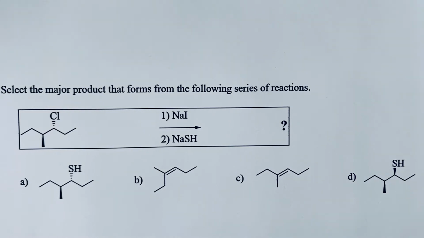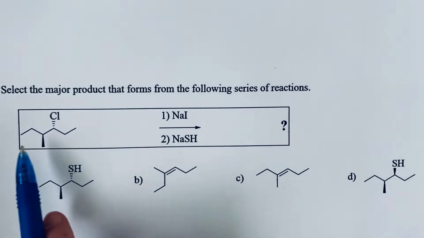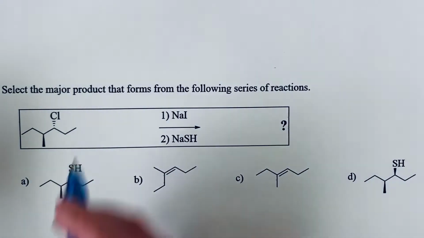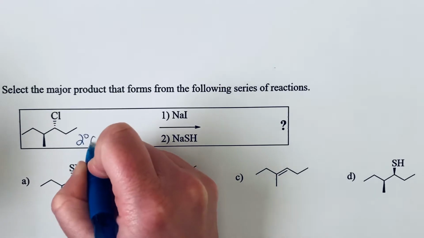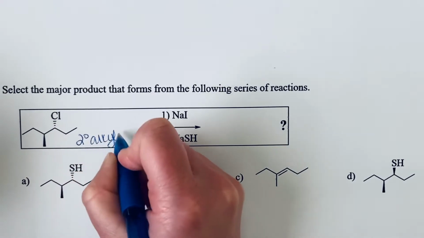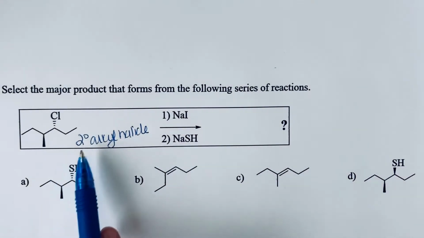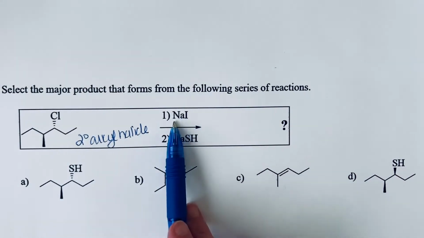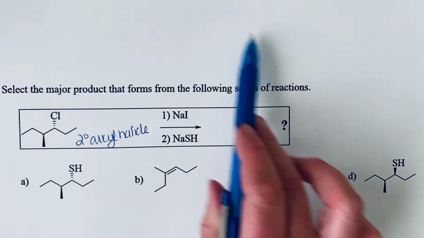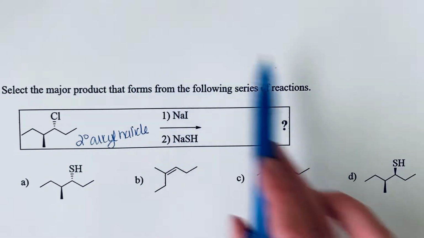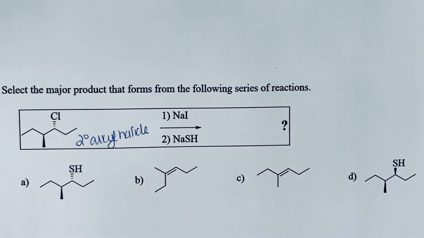Select the major product that forms from the following series of reactions. So we are starting with a secondary alkyl halide. And we're going to consider what the secondary alkyl halide does in this first step, and then we're going to want to draw the product of that step, and then treat the second step as a separate reaction.